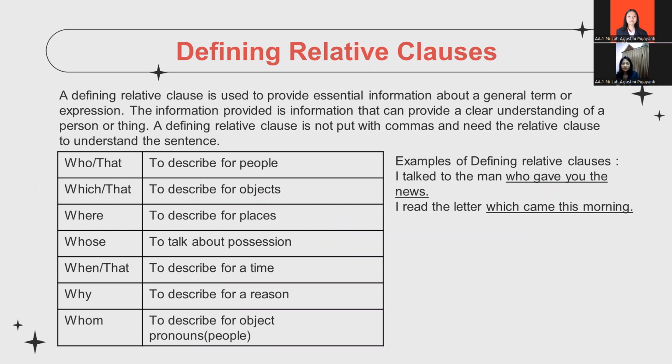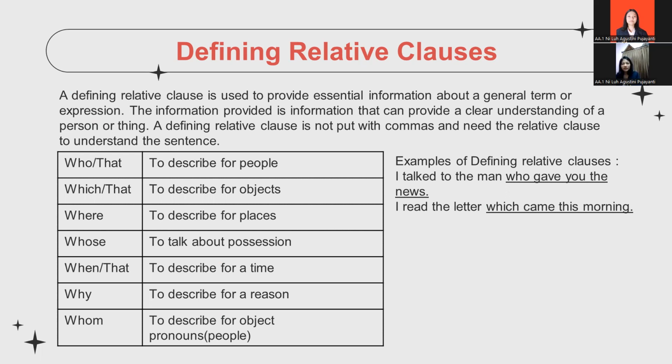In defining relative clauses, we use relative pronouns. There are who or that to describe people, which or that to describe objects, where to describe place, whose to talk about position, when or that for a time, why for a reason, and the last, whom, to describe object pronouns, people. In defining relative clauses, we use who to refer to people, which to refer to animals and things, and that can replace who, which, and when.